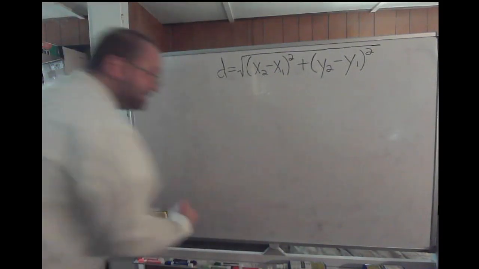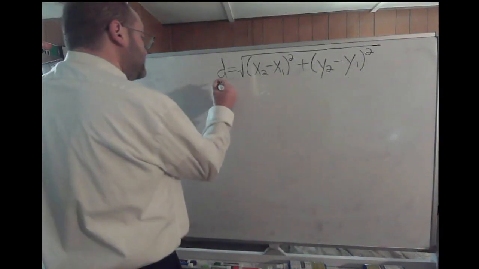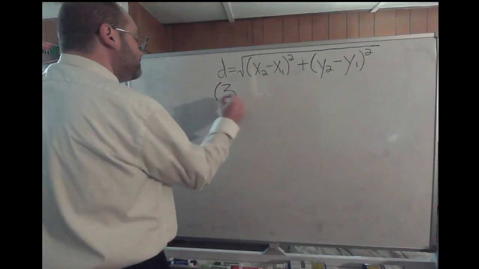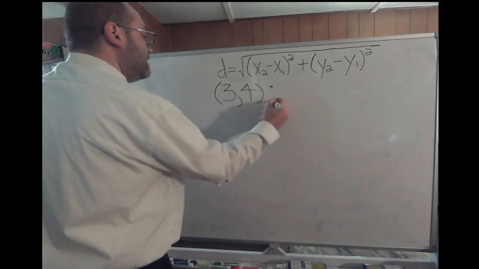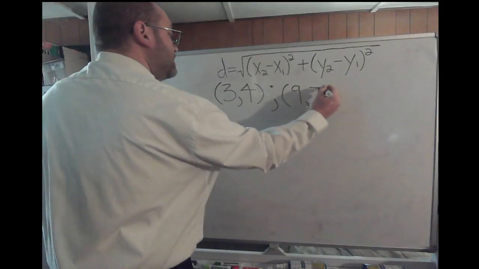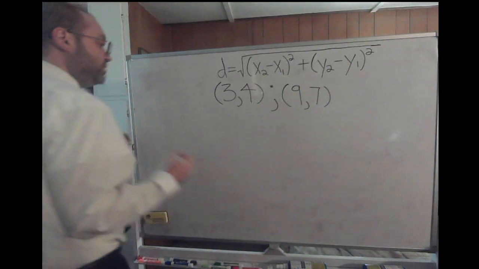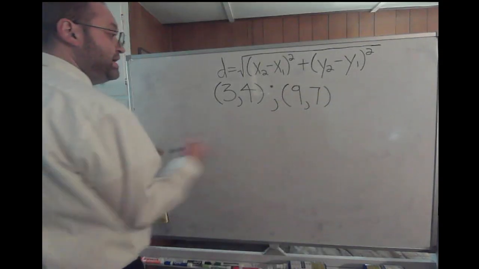Alright, let's spice it up a little bit here. This time we have the points 3, 4, and 9, 7. So we have to find the distance between the points 3, 4, and 9, 7.